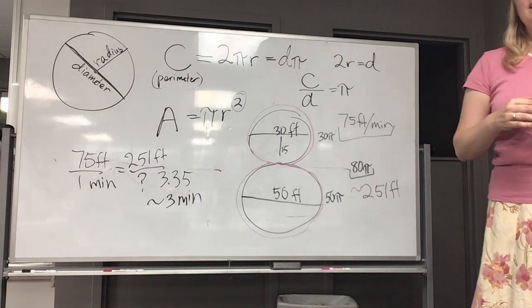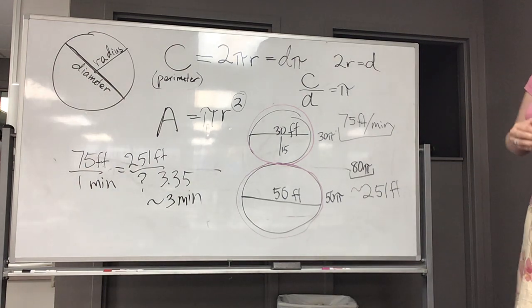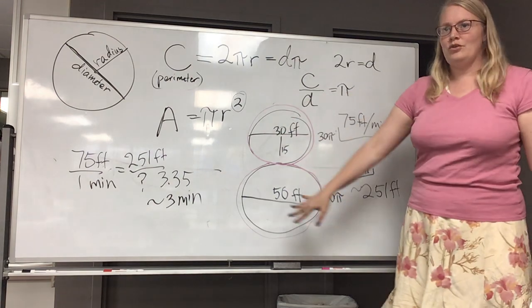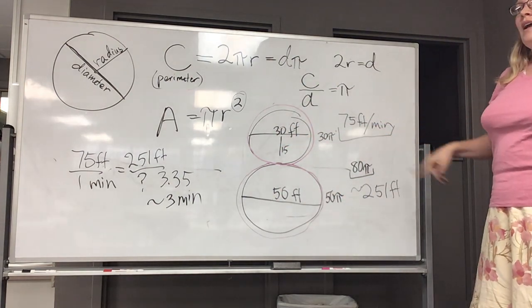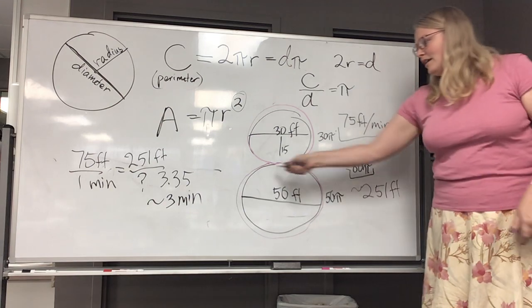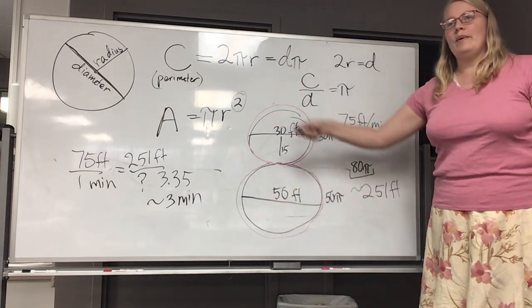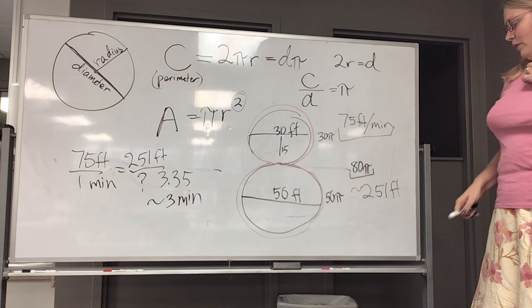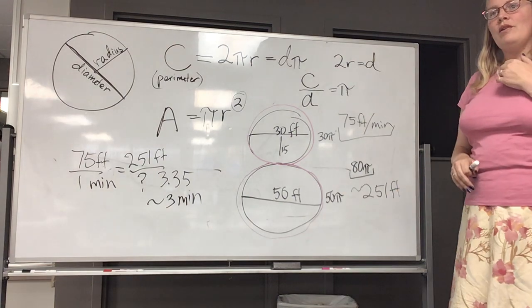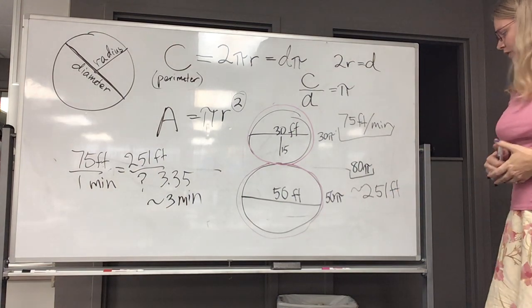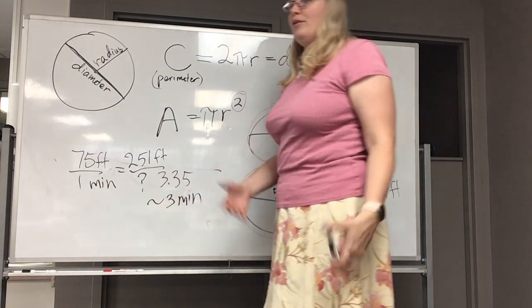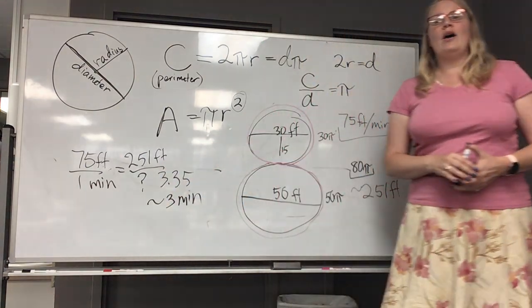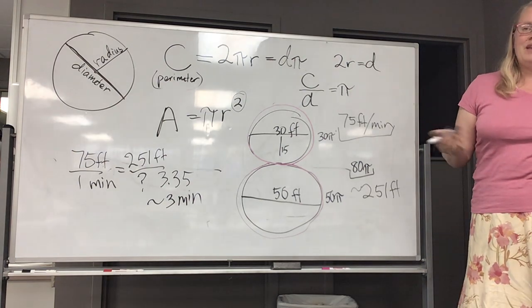What were we solving for on that? So they had originally given us this track situation, and they gave us 75 feet per minute, and they asked how many minutes does it take to go all the way around the track. And so we found out the full length of the track was this 251. It would take 3.35 minutes to go all the way around, but to the nearest minute it takes about 3.